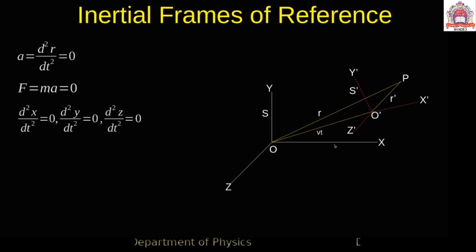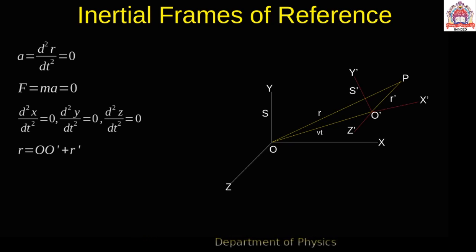Here it is, this is the frame of reference S and the red color showing the S dash, which is moving with constant velocity v relative to S. Initially, means at time t equal to 0, if the positions of the origins of the two frames coincide, then in the two frames the position vectors of any particle P at any instant t can be related by the following expression.